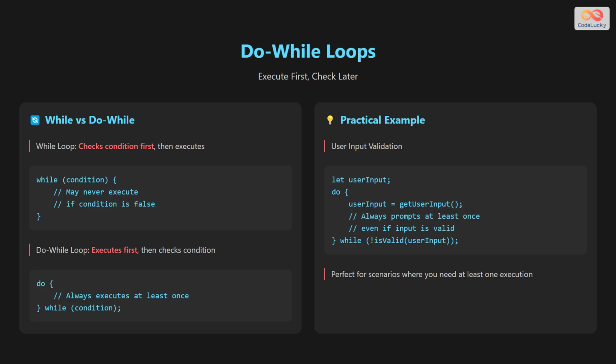The code would look like this: do { code that always executes at least once } while (condition). Let's look at a practical example: user input validation. We can use a do-while loop to continuously prompt a user for input until a valid input is received. The do block will execute at least once, even if the input is valid from the beginning, ensuring the prompt is shown.